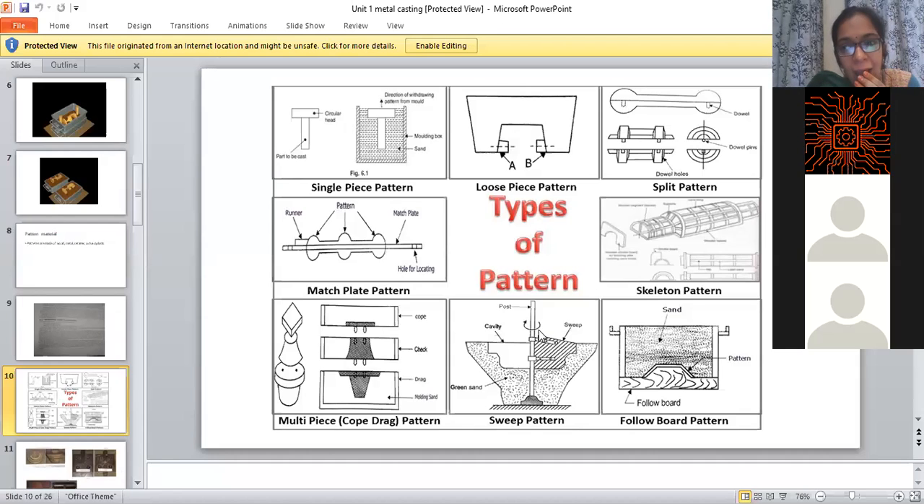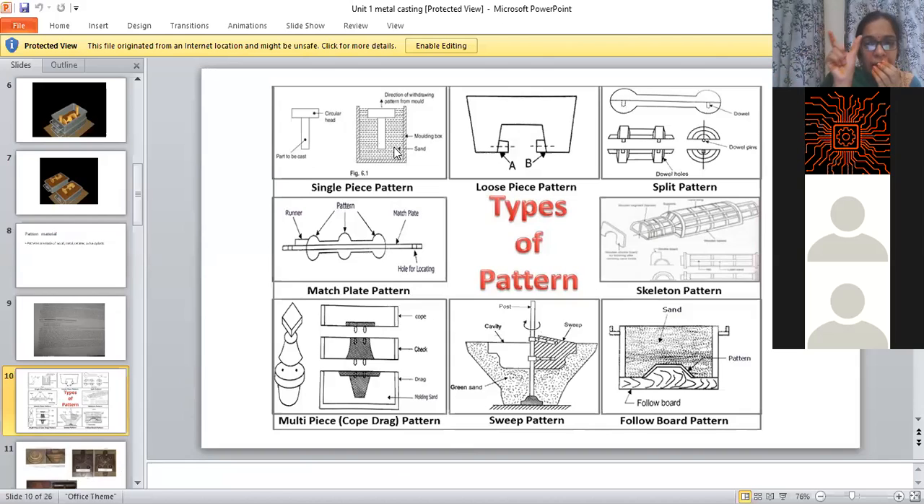Sweep pattern. One of you had given a seminar on sweep pattern. Remember? Do you know what is sweep pattern? No, ma'am. Okay. See here, single piece pattern is the one which we had done in the lab.